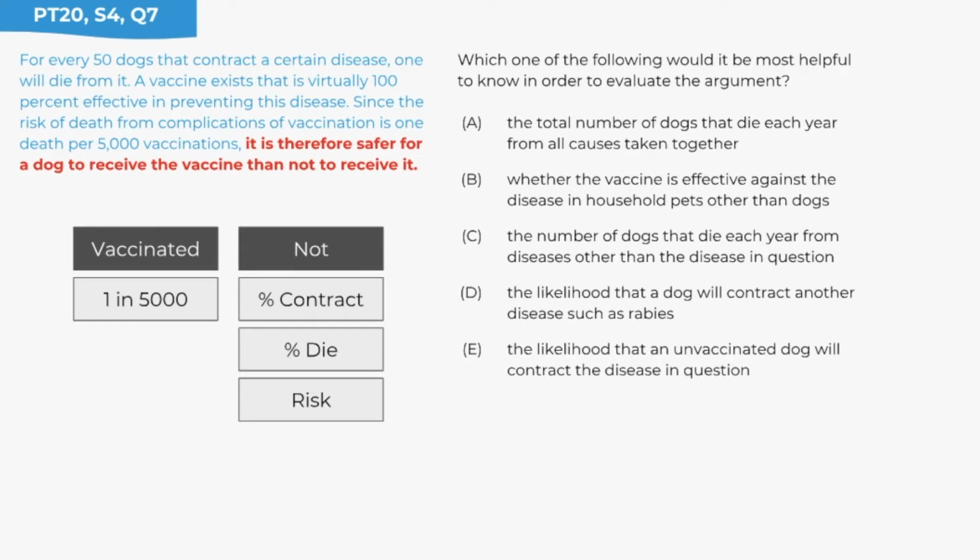And some of this information we were given already. They tell us that 1 in 50 that contract the disease is going to die. But what they don't tell us is what percentage of dogs are going to contract the disease.